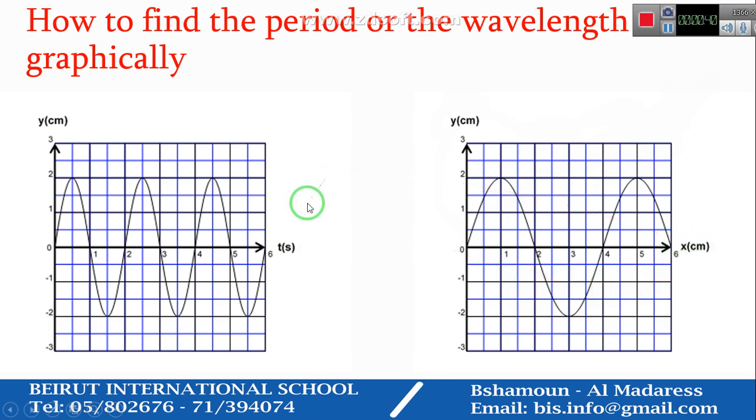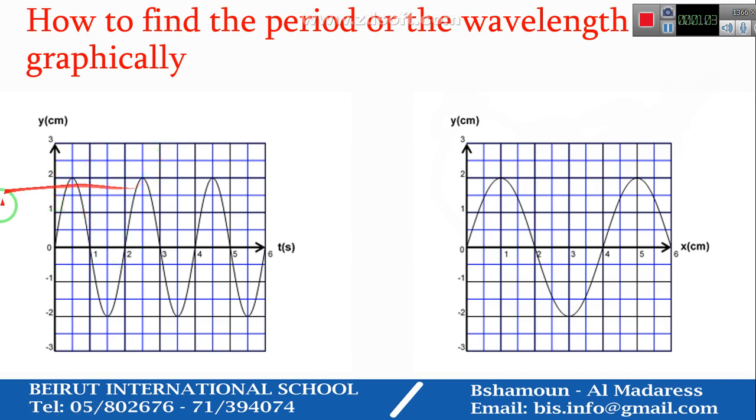First of all, to find the period using this figure, since it contains a time axis, this period must be measured from a crest to a crest, or from a trough to a trough, or from an equilibrium position to another equilibrium position, to ensure that the wave completes one cycle.